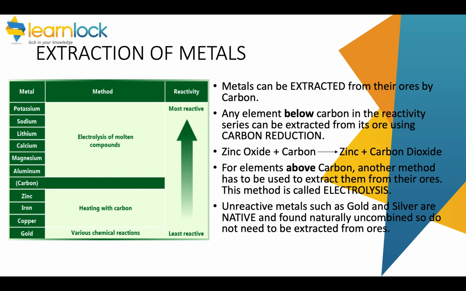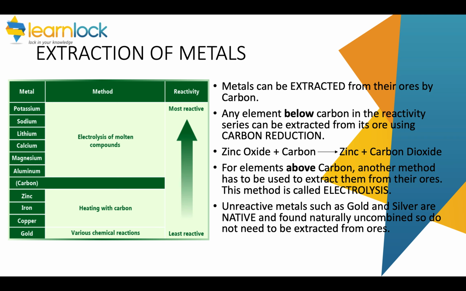How a metal is extracted from its ore is determined by where it is in the reactivity series. If a metal is below carbon, it can be extracted from its ore using carbon. For example, zinc oxide is an ore of zinc. If you heat it with carbon, you have zinc plus carbon dioxide.